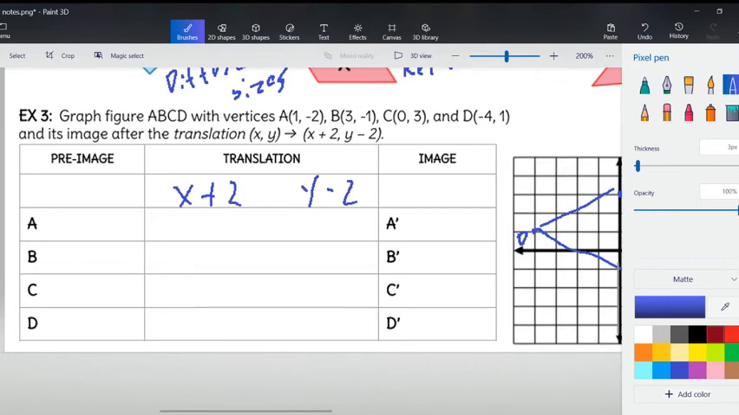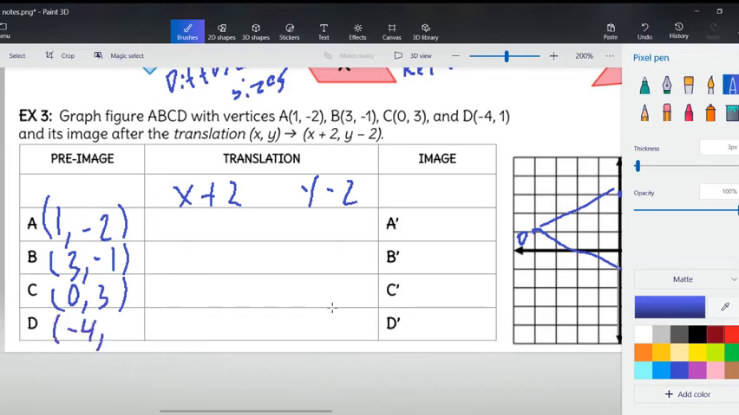Okay, so our x value for A is going to be 1, -2. Okay, B is 3, -1. All I'm doing is copying these values up here, just straight down into our image because we were already given those. And D is -4, 1. All right, so those are our values, our pre-image values.